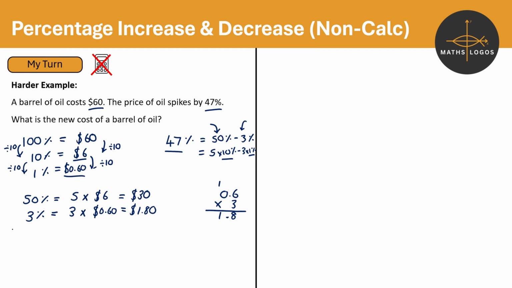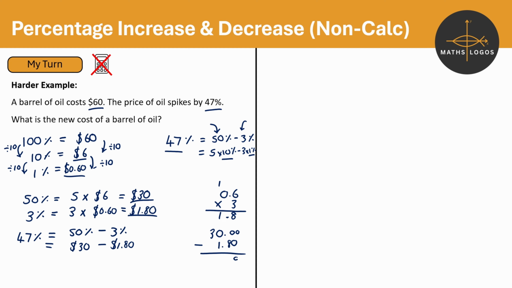And we want to work out 47%, which is going to be 50% take away 3%. So we want to do our $30, that's our 50% that we worked out here. We want to take away our $1.80, like that. We'll do a bit of column subtraction. So $30 take away $1.80, like this.